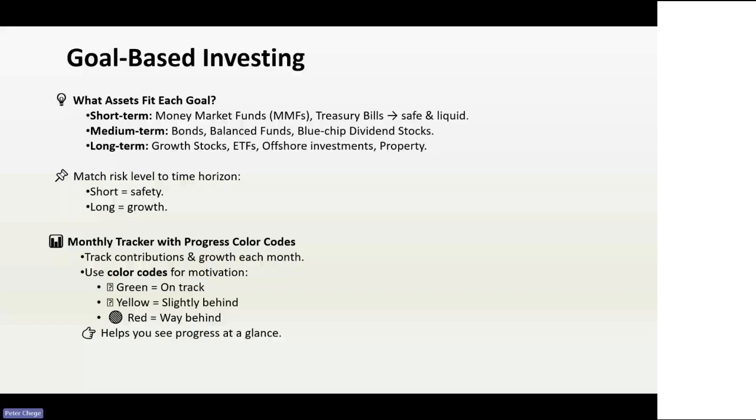So for short term, you can use money market fund, because money market fund you can withdraw overnight. Treasury bills, which are short term, they are safe and liquid. That's for short term. But also you can have bank deposits. Maybe it could be a savings account or a call account. For medium term, you can use bonds, balance funds, and blue chip dividend stocks. The stocks that are giving you dividend, because this dividend is what you can use in the medium term. But also on short term, you can use dividends.